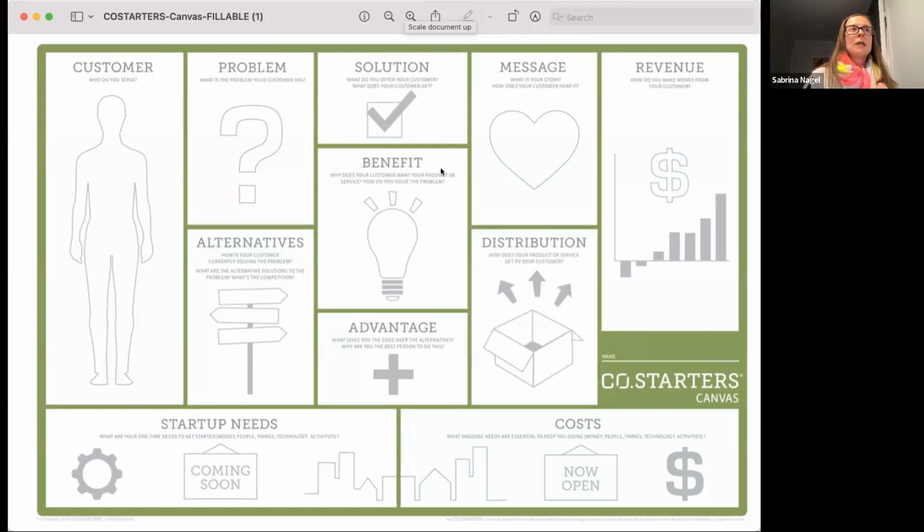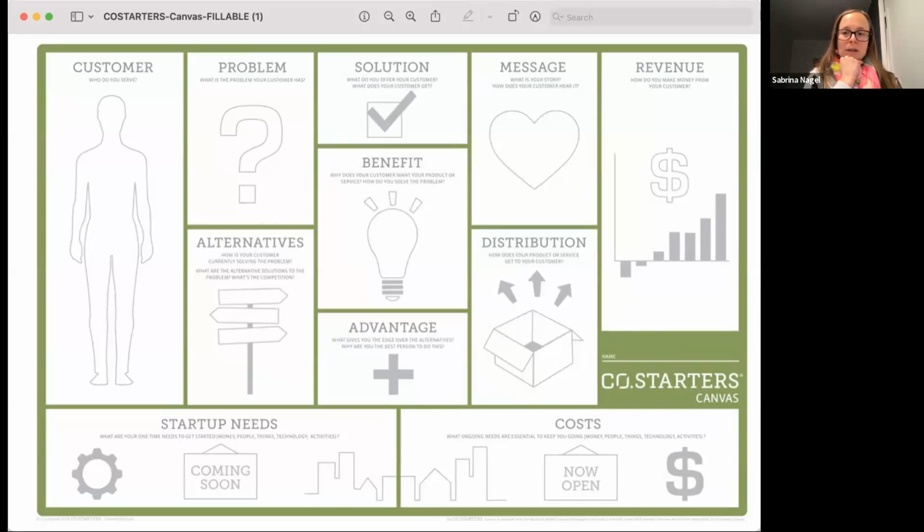Sometimes the customer and the user might not be the same. A very easy example: if you're making children's toys, the user would be the child and the customer is caregivers, parents, grandparents, whoever. So that can also happen. Just keep it in mind, especially with social causes, often the people paying for it are not necessarily the people who are reaping the benefits or using the service.